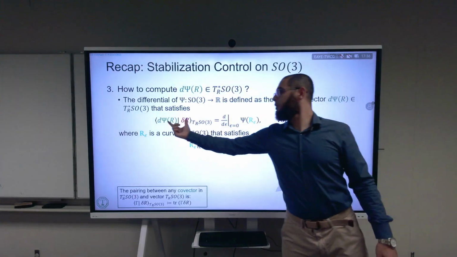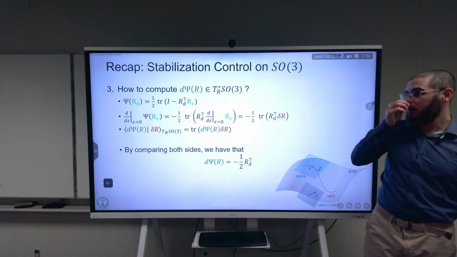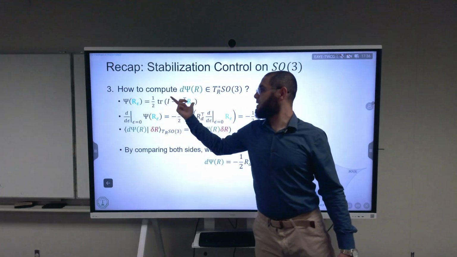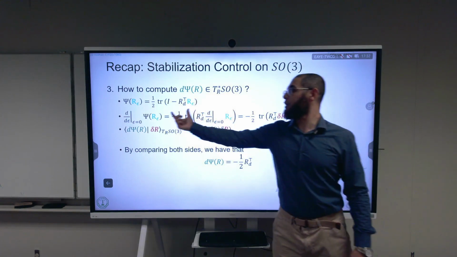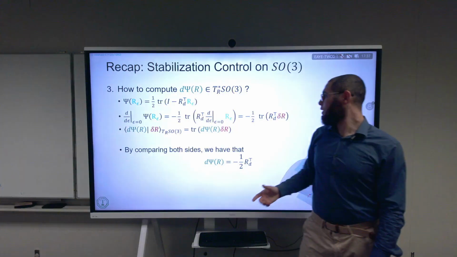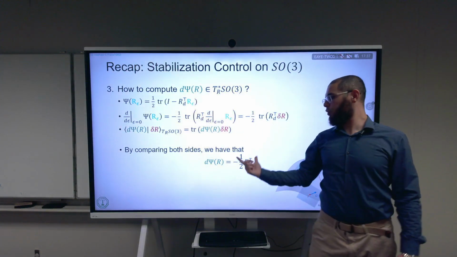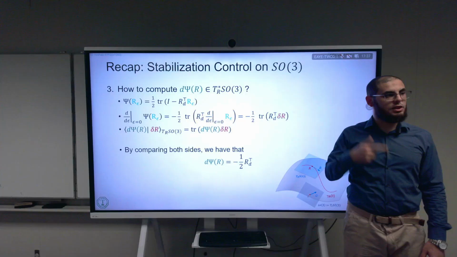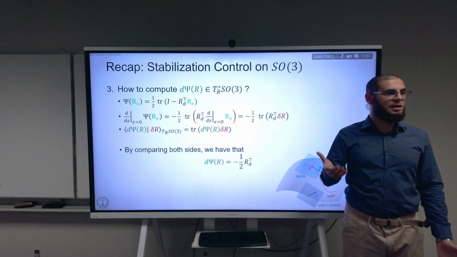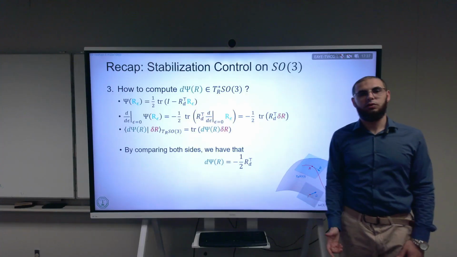The term for the d psi of R, this is what we did last time. We introduced this expression where this R epsilon is the curve, and then we differentiated that curve at epsilon equal to 0. We came up with that term, and then we compared these two terms, and we came to the conclusion that d psi of R is equal to minus half R d transpose. This is usually how you do the implicit definition. Just compare the right-hand side and the left-hand side, and whatever is left, this is what you have.